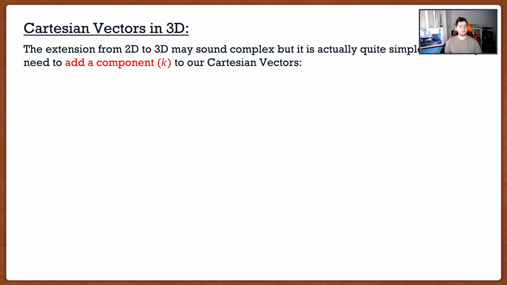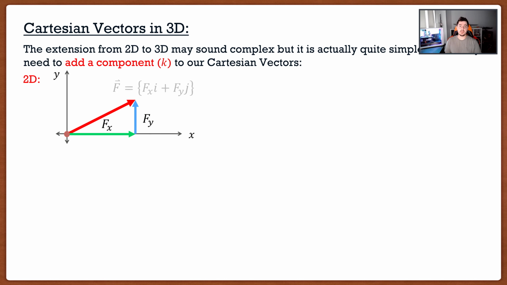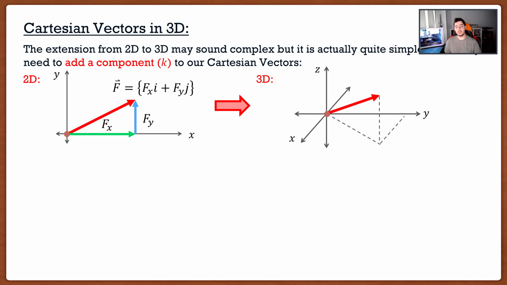So let's get started. The extension from 2D to 3D may sound complex, but it's actually very simple because we're only doing one thing, and that is adding a component to our Cartesian vectors. Remember in 2D, if I had a force vector, we said that this can be split into two components, Fx and Fy, and I can write the vector as F equals Fx in the i direction plus Fy in the j direction. In three dimensions, it's going to be the exact same thing. This three-dimensional vector can be split into three components that are parallel to each axis. So I'd have Fy, Fx, and of course Fz.